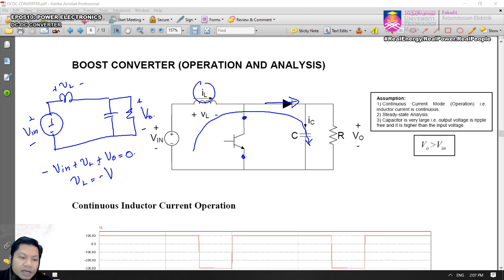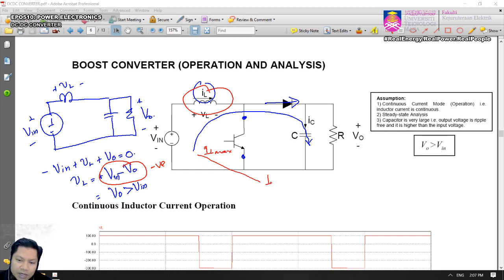We have VL equals V in minus V out. And we know that V out is greater than V in. So therefore, this is actually a negative voltage. So there is a negative voltage of V in minus V out impressed across your inductor, causing the current to reduce from IL max to IL min during turn off of the switch, right?